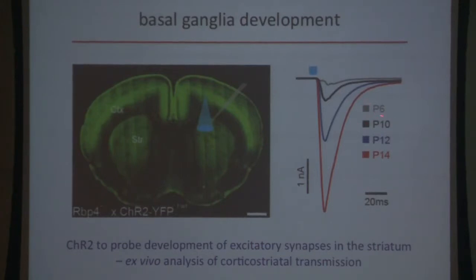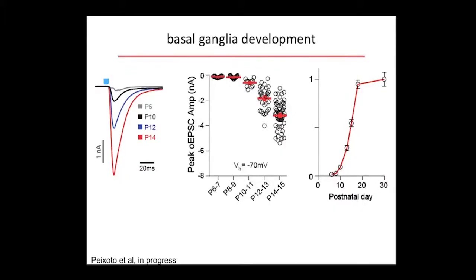And so you can see that at P6, there's a very small transient at minus 70 millivolts, consistent with activation of a small number of AMPA receptors. And this grows over time to where by P14, there are many nanoamps of current that can be evoked here. Okay, so we can use channelrhodopsin to probe the development of these excitatory synapses in this ex vivo analysis of corticostriatal transmission. And we can therefore define a window over which corticostriatal transmission develops.